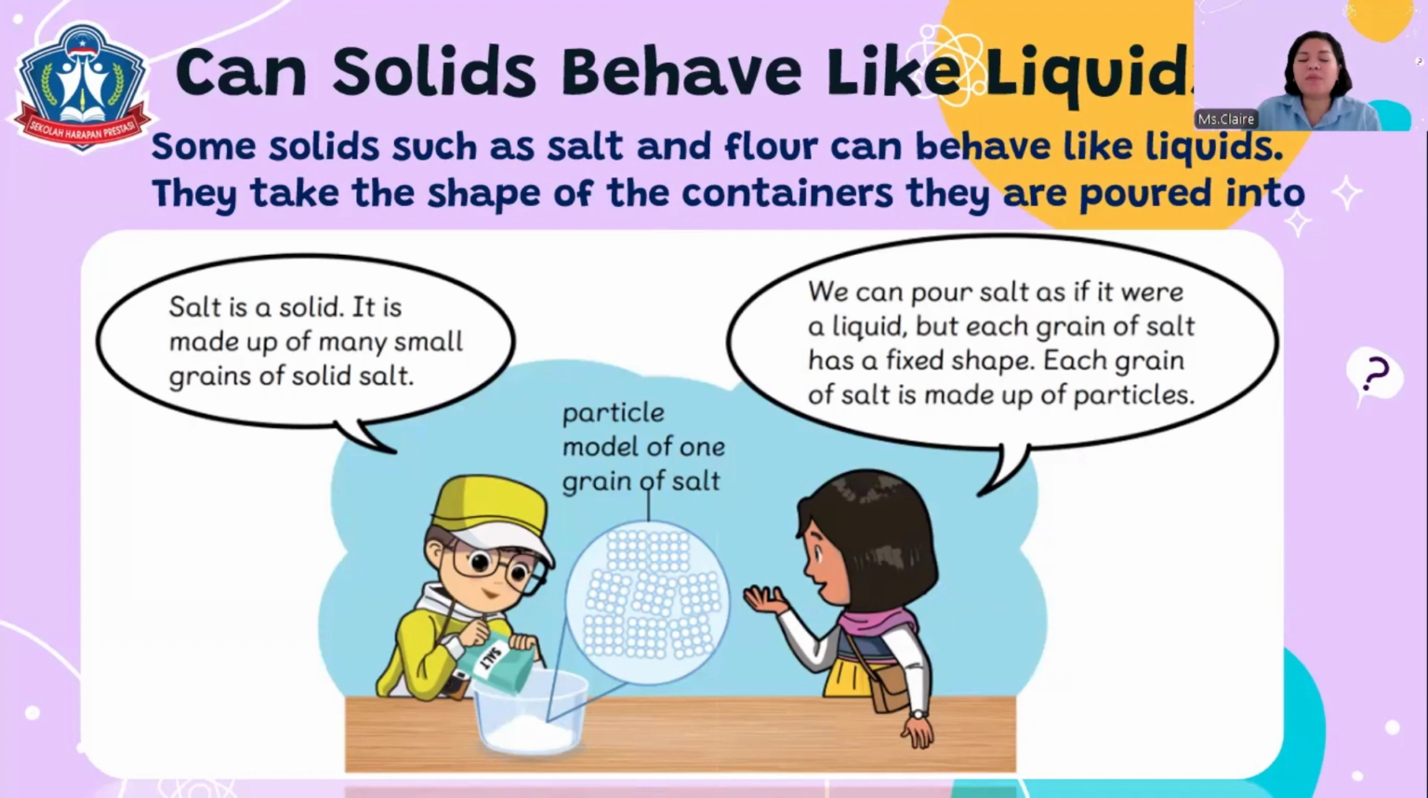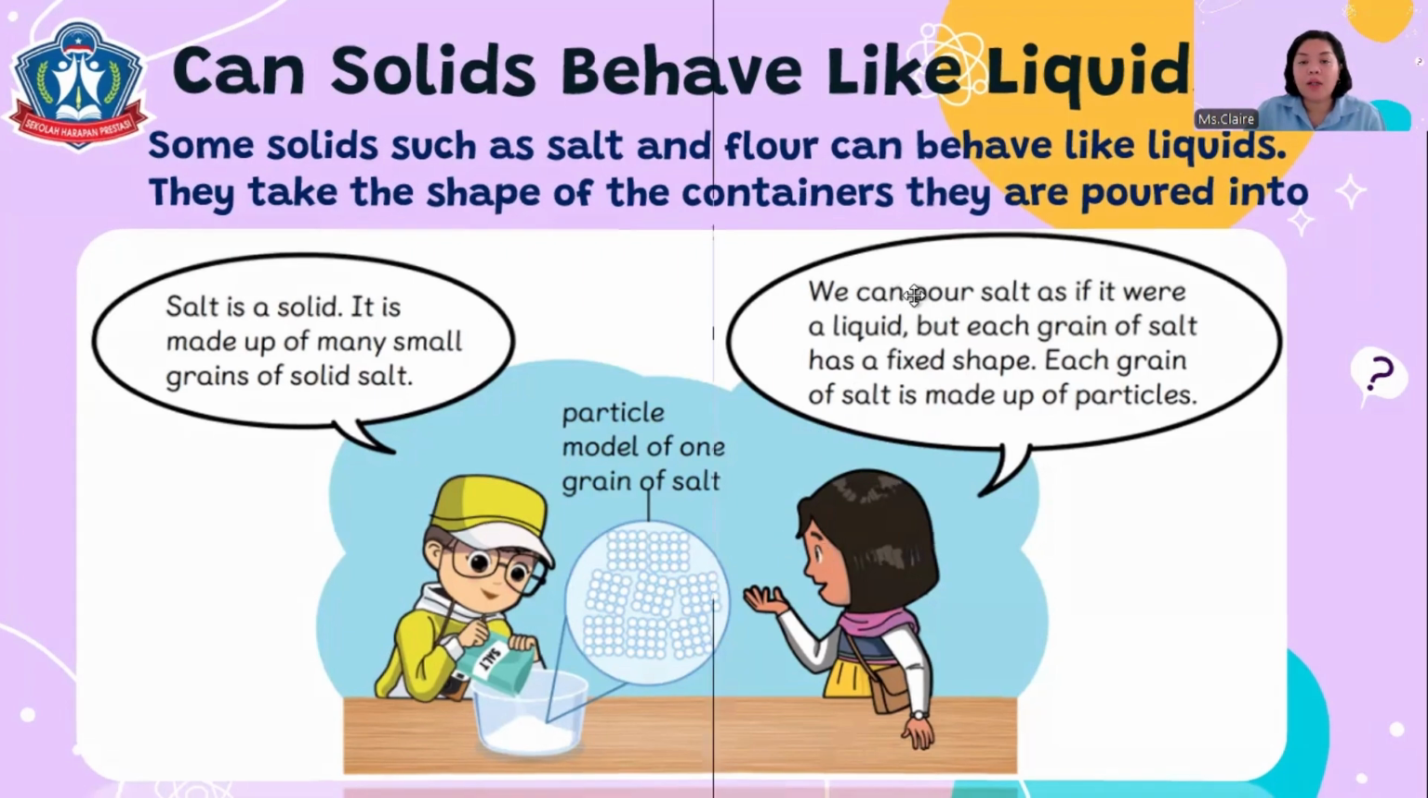Salt is a solid. It is made up of many small grains of solid salt. Take a look here. Then we can pour them as if it were a liquid, but each grain of salt has a fixed shape. Its grain of salt is made up of particles, just like powdered milk, right? They are solid, but we can pour them like liquids, like uncooked rice, right? We can put them in a container and they take the shape of the container because the particles of those solids are very small. Okay, let's continue.